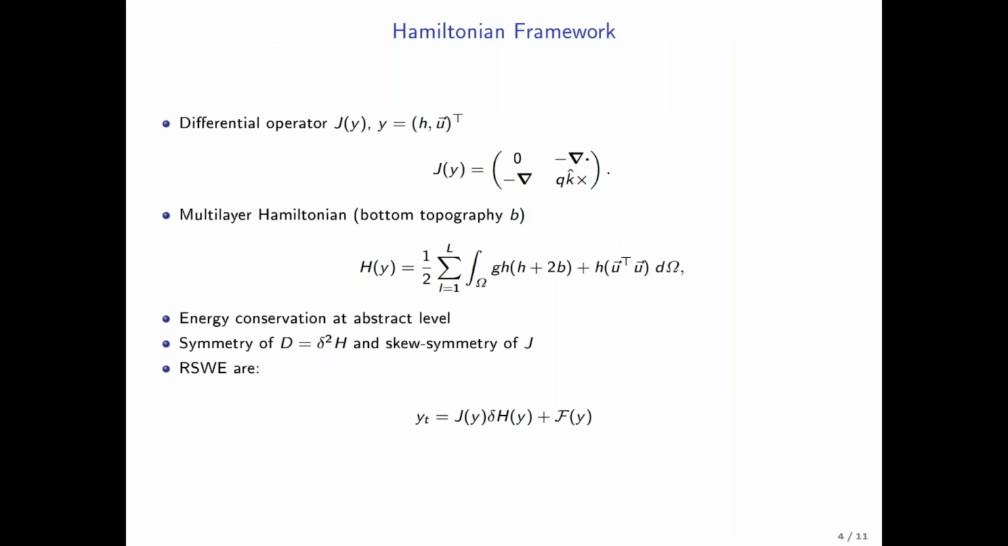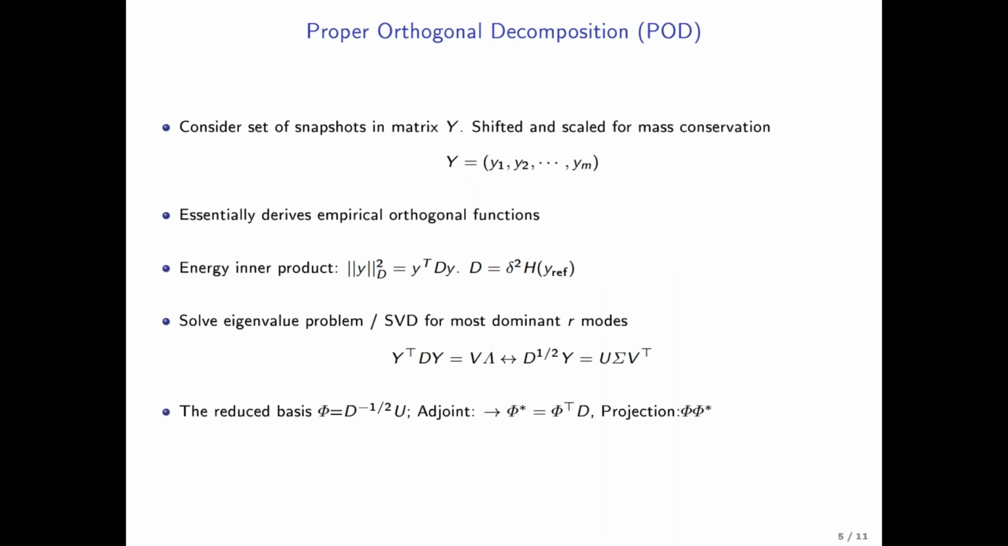And so I have that written down here, although you saw it in Zhu and Constantine's talk. The main thing I want to point out here is the skew symmetry of this J operator that exists in the shallow water equations. And I'm going to want to try to find a way to maintain the skew symmetry in the reduced order model. And we're going to see why that's important next.